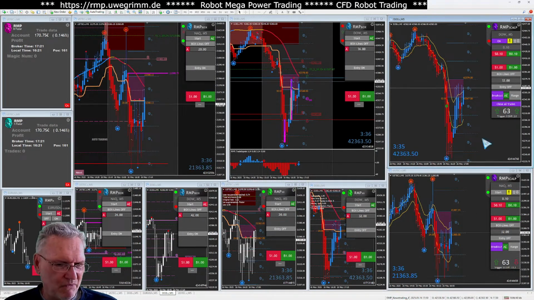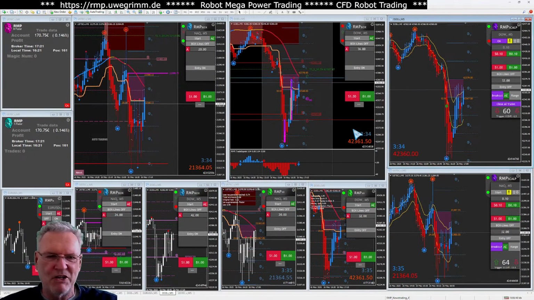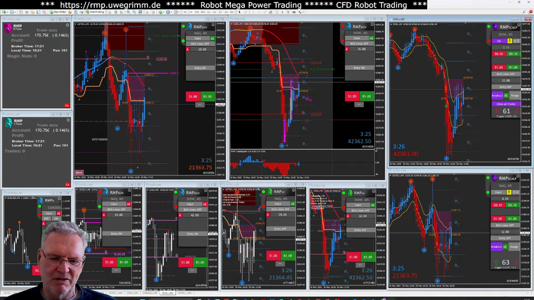Now this was full. This was my professional layout. This is really advanced trading. Yeah, even the market is messy, but normally we start slower.